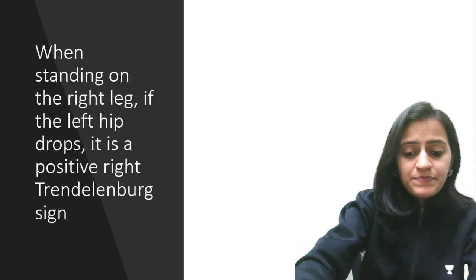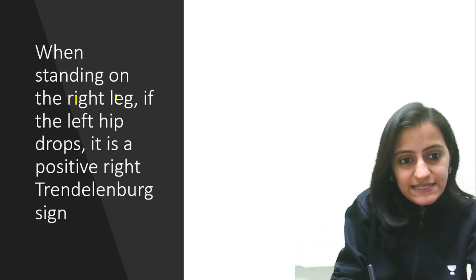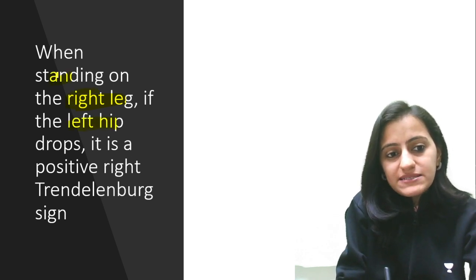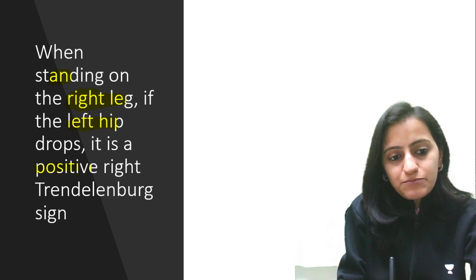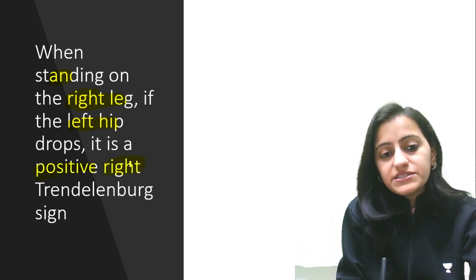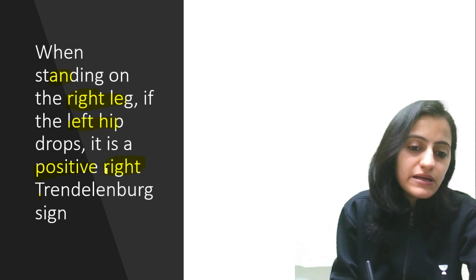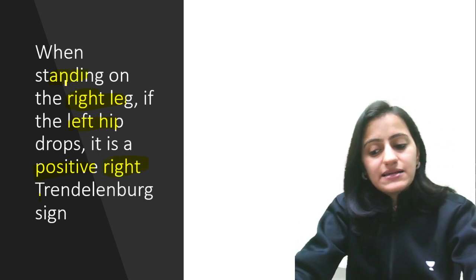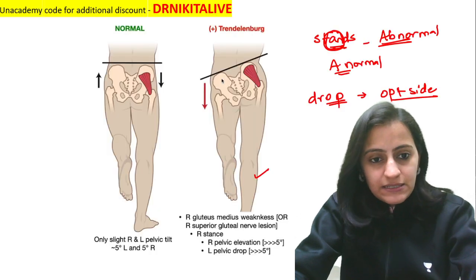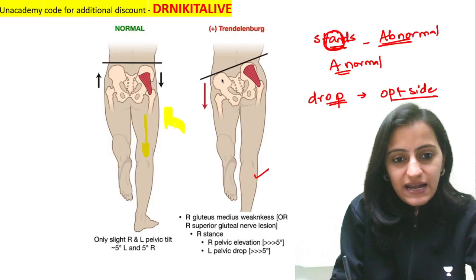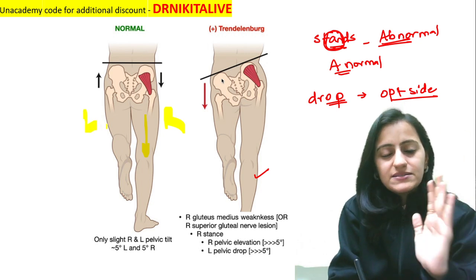So remember that when standing on the right leg, if the left hip is dropping, which side is abnormal? Standing on the right, so the right side is abnormal. It is called a positive right Trendelenburg sign. So positive sign is abnormal. Abnormal side is the right, because that's the side where the patient is standing. So in this image here, this should be normal. When the patient is standing here, this is the right side. We are looking from behind. This is the left side.